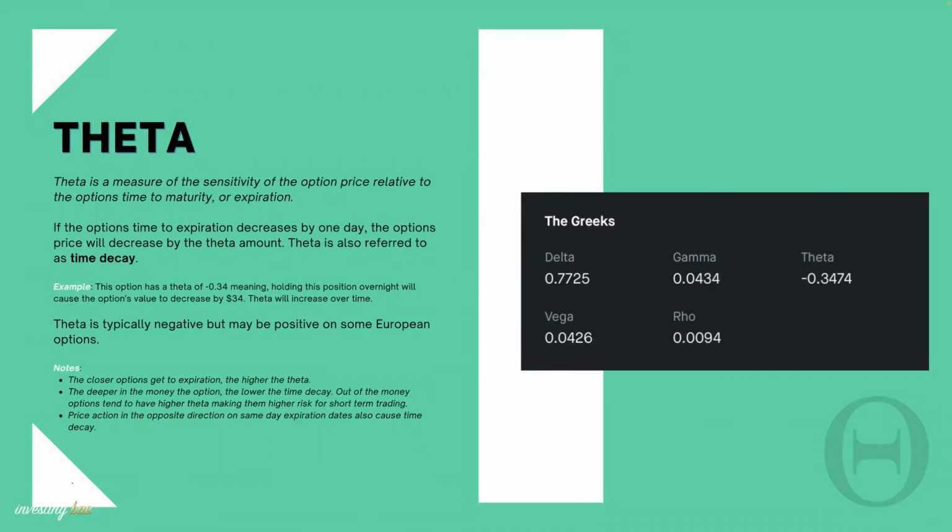So I think that's everything on theta. That's your time decay, T for time. And this right here is $34. So if you're holding this position overnight, you're paying 34 bucks. And this will, like I said, continue to go higher.